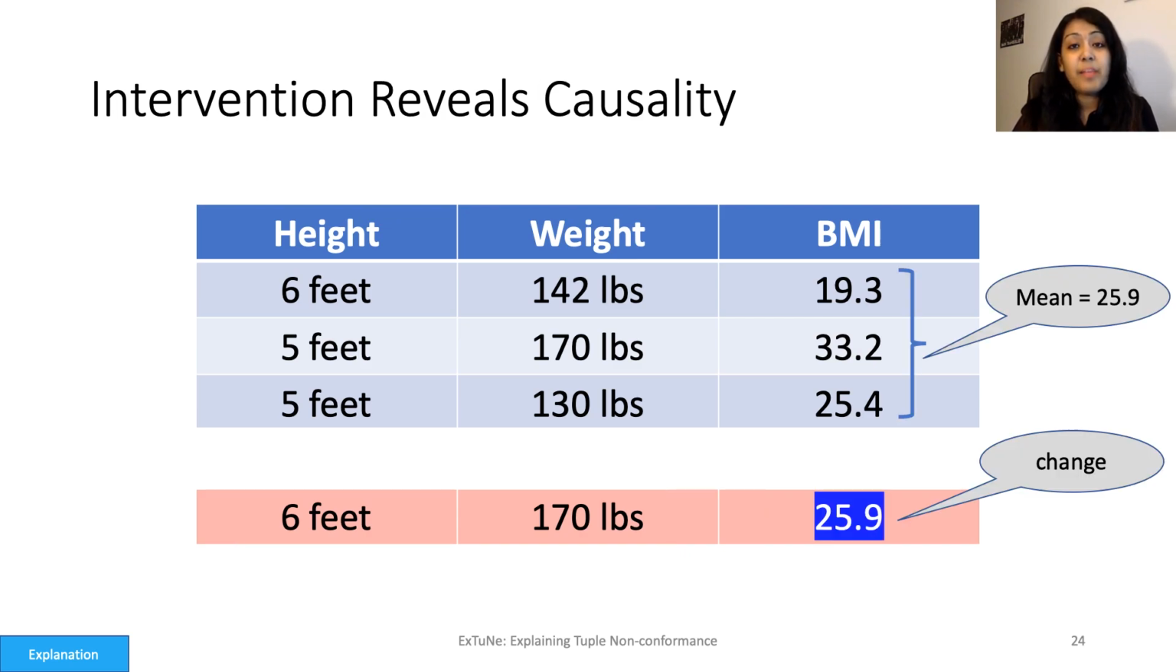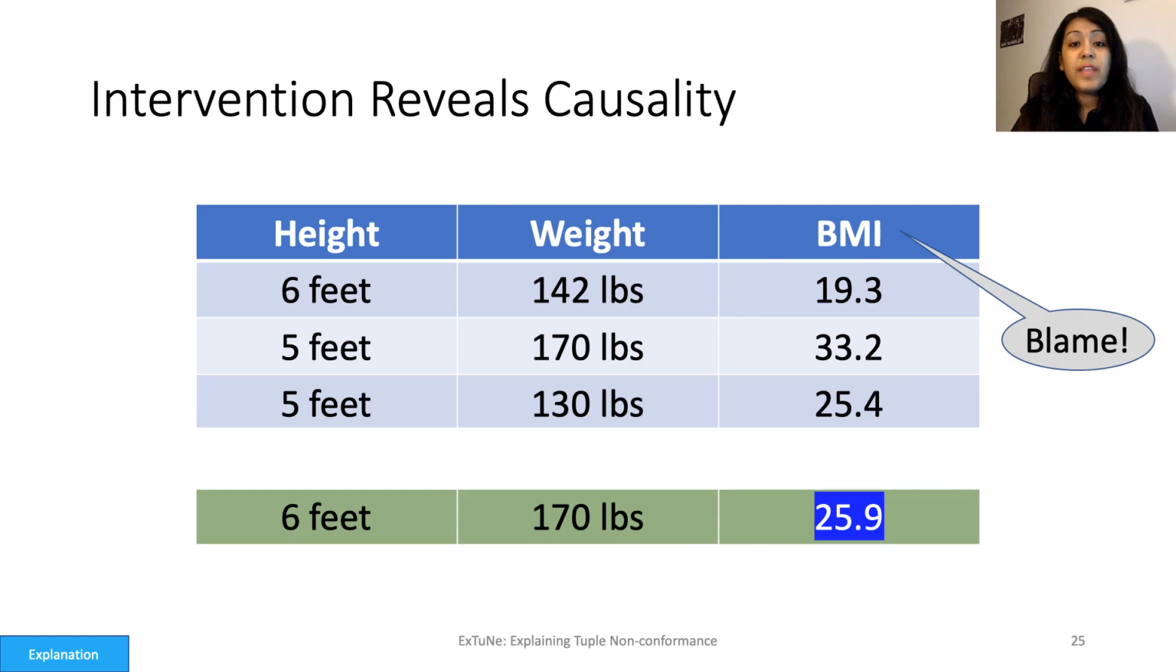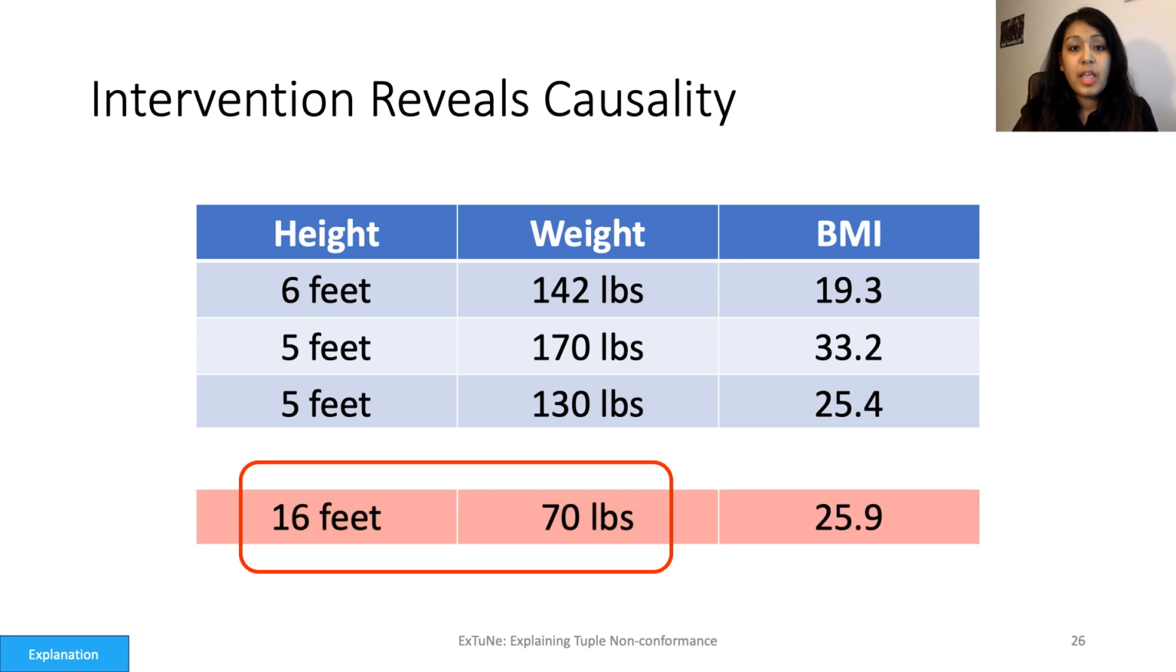The key idea behind ExTuNe is to perform an intervention, that is, to change a value in the non-conforming tuple and set it to the attribute mean over the dataset. And then we observe the causal effect, how it affects the tuple's non-conformance. If the intervention on an attribute makes the tuple no longer non-conforming, then we blame that attribute for causing its non-conformance. But in many cases, multiple attributes cause tuple non-conformance.